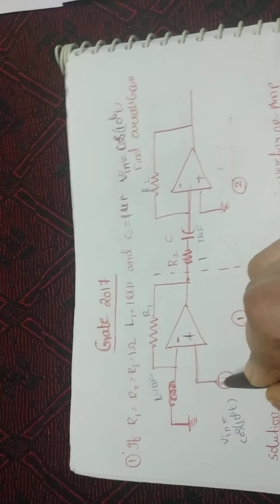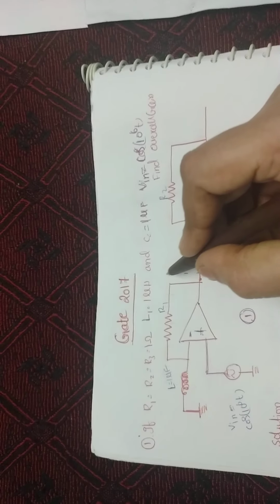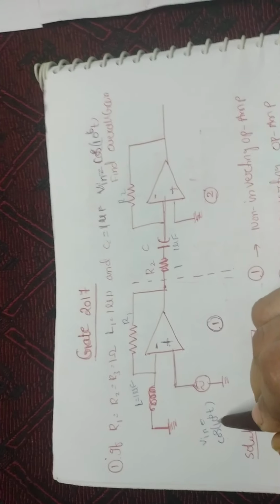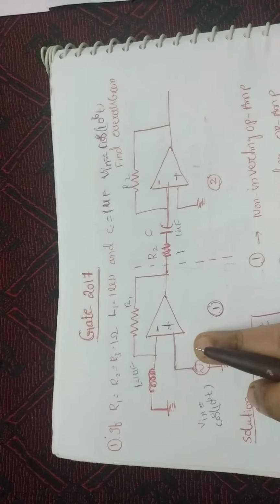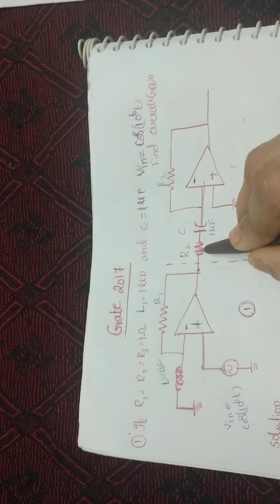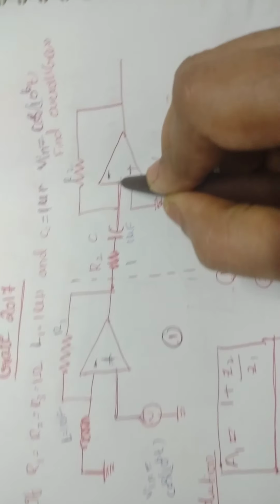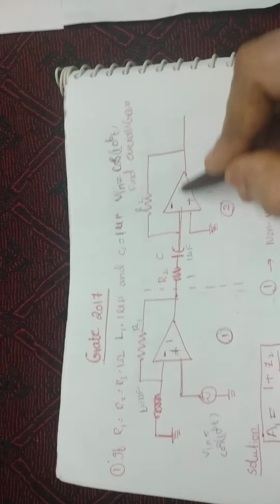For this circuit, the input voltage is applied across the non-inverting terminal. So you divide this circuit. The input Vin, cos 10 power 6 t, is applied to the non-inverting terminal of the first operational amplifier, the first stage. So this circuit we can call a non-inverting operational amplifier. Here the input voltage is connected to R2 in series with the capacitive reactance. This is the input you are connecting to the next circuit. So this is stage 2: operational amplifier 1 and this is 2.